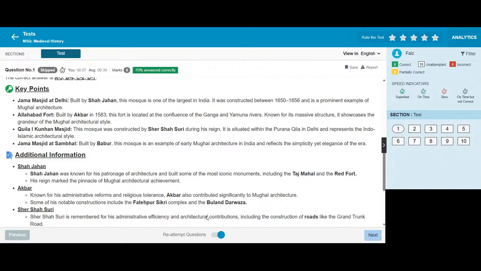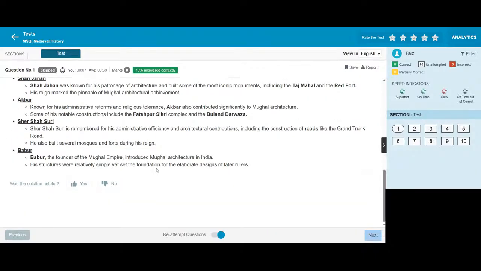Shah Jahan was known for his patronage of architecture and built some of the most iconic monuments, including the Taj Mahal and Red Fort. Akbar, known for his administrative reforms and religious tolerance, also contributed significantly to Mughal architecture. Some of his notable constructions include the Fatehpur Sikri complex and Buland Darwaza.